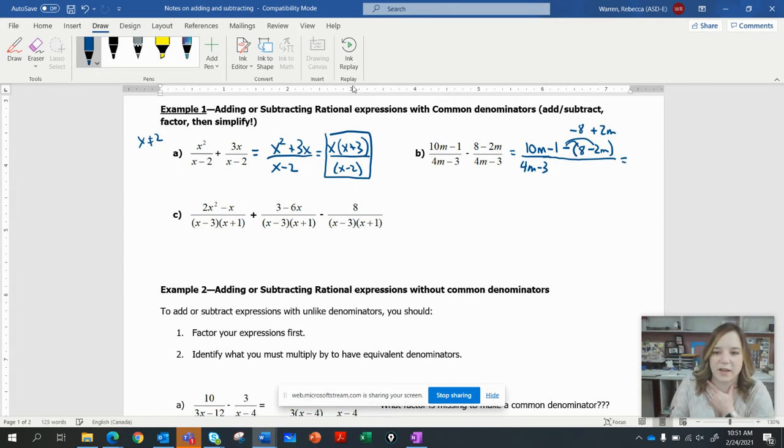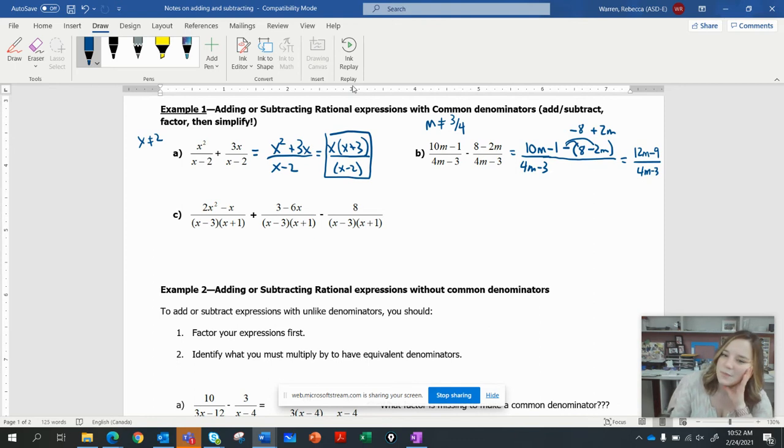So that is going to simplify. Combine like terms. So 10m plus 2m is 12m. And negative 1 minus 8 is negative 9. So 12m minus 9 over 4m minus 3. I can factor the top. Before I do that, though, I will state my non-permissible values. So 4m minus 3 means that m cannot equal 3/4.